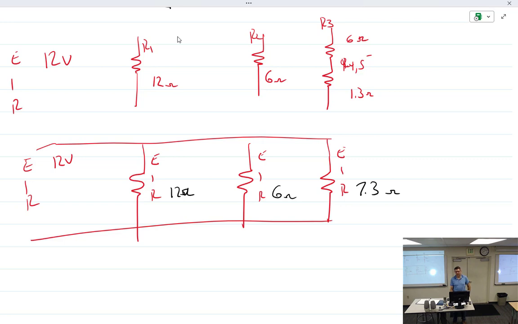I have these two right here in series. In series, the resistance adds. Remember that? So 6 plus 1.3 is 7.3. Anybody lost right now?